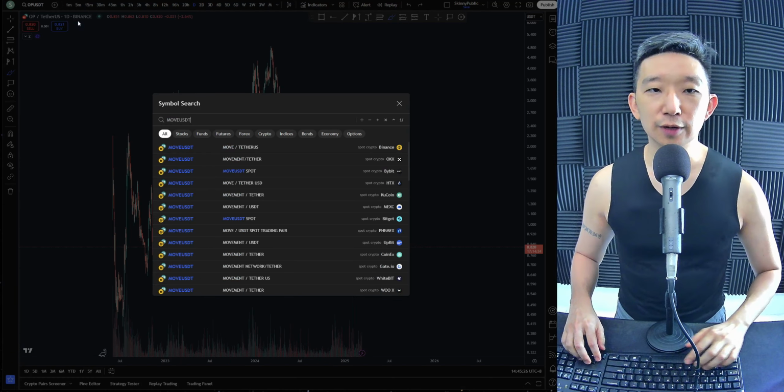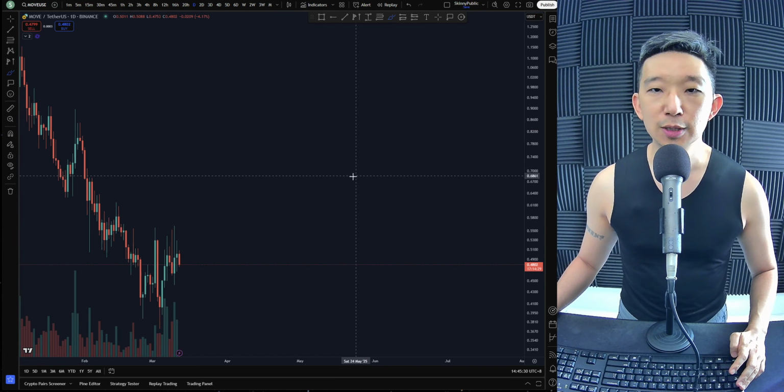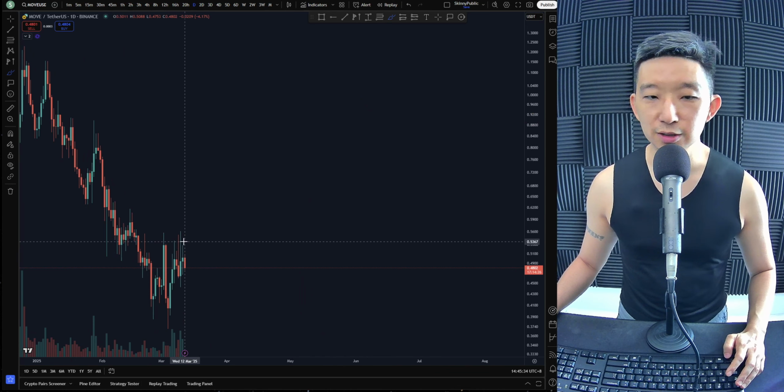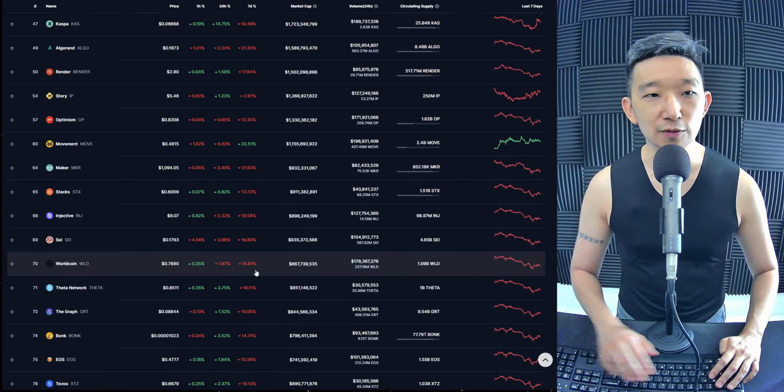well. Move against USD. Here we are for Move. So Move is in a downward trend. How much lower are we going to go? I don't know. Does this look like a bullish reversal? No, it doesn't. So yeah, stay safe.